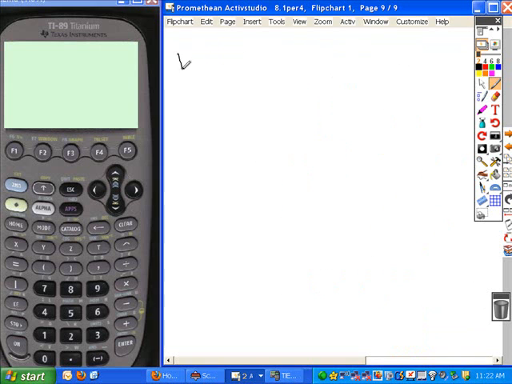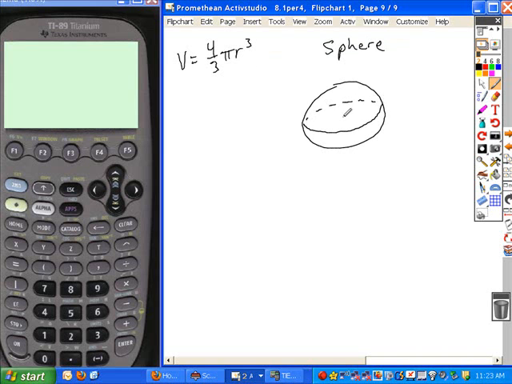Okay, the final formula that you need to be aware of is volume equals 4/3 pi r cubed. This is the volume formula for a sphere. Again, the only dimension is a radius, but since it's a volume, it's a three-dimensional measurement, you'll cube that radius. Okay.